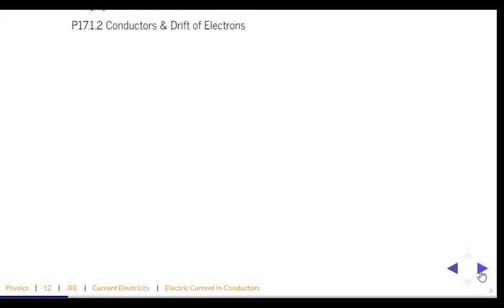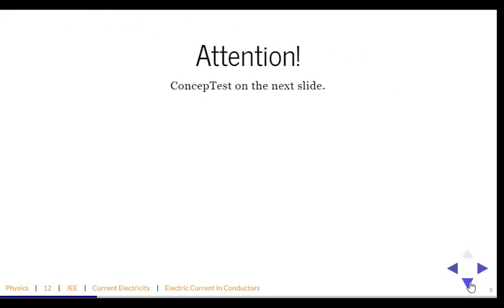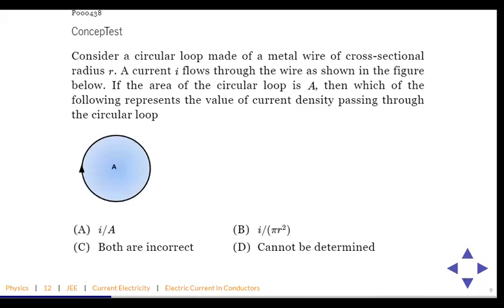So we studied this. So tell me, what is the answer of this question, guys? Yes, first of all, we'll do this today, right? Consider a circular loop made up of metal wire of cross section radius r. A current I flows through the wire, as shown in the figure, right?